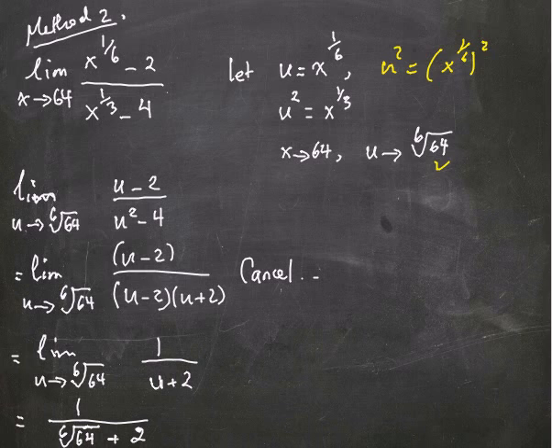Again, replace x to the power 1/6 by u: 1 over u minus 2 over u squared, which is x to the power 1/3 minus 4, when u approaches the 6th root of 64. Use the difference of two squares: a squared minus b squared is (a minus b) times (a plus b). So the u is the a, the 2 is the b. Now we can cancel out, and you're left with 1 over u plus 2, which when you substitute the u's value, you end up with the same result we had in the previous exercise.